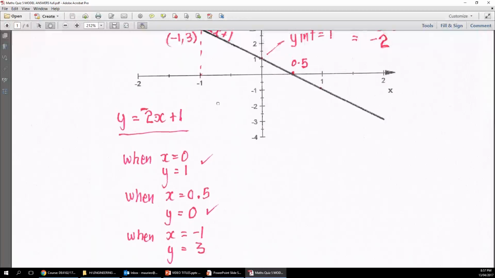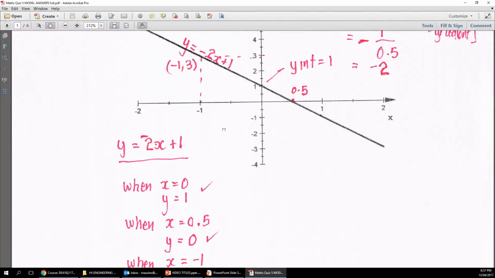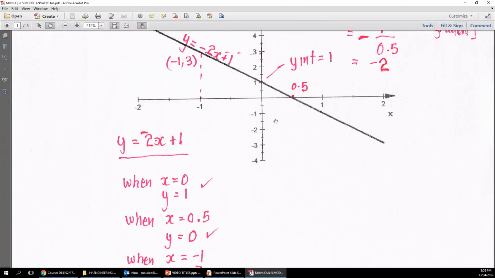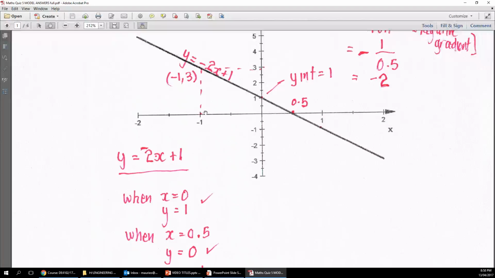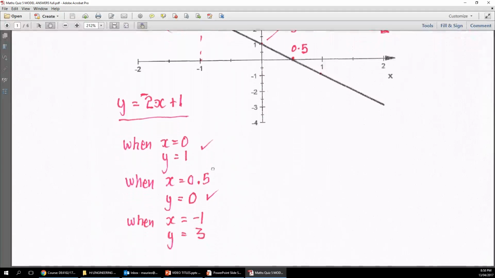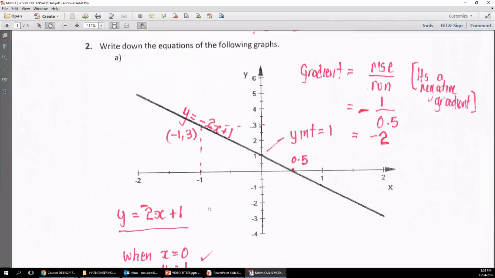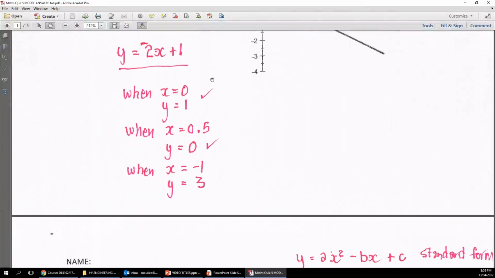So now we can check it out in a couple of situations. When x equals 0, y equals 1, which is correct, the point (0, 1). When x equals 0.5, we put in 0.5, y equals 0, and that gives us that point there. We could check out a third point. We can see that negative 1 goes pretty much to 3. So let's try x equals negative 1: negative 2 times negative 1 is 2, plus 1 is 3. So yeah, it's all looking pretty good. Everything seems to be checking out.